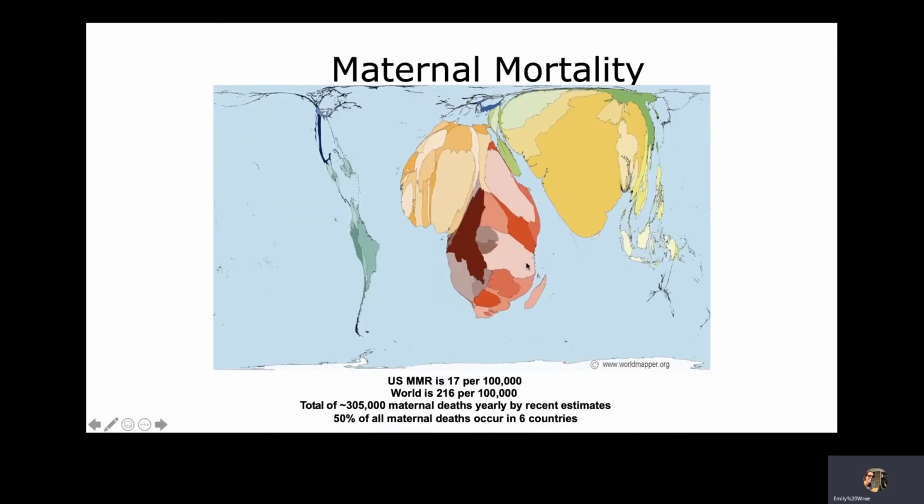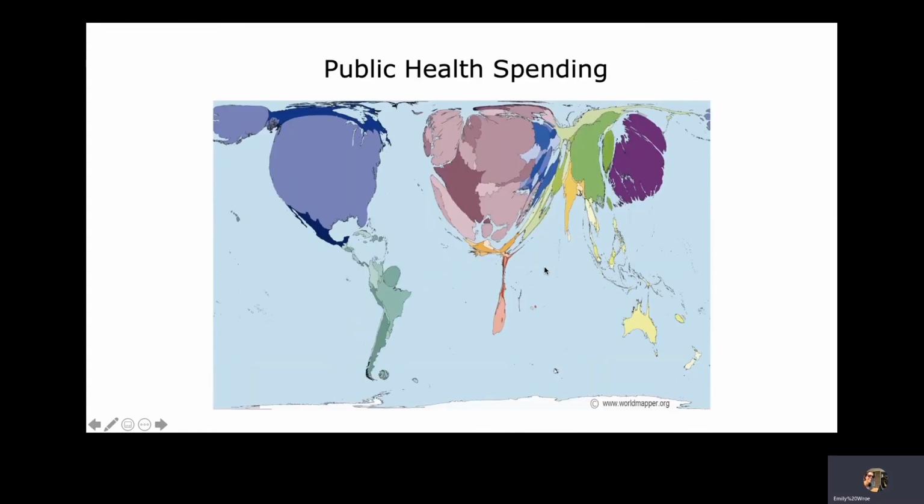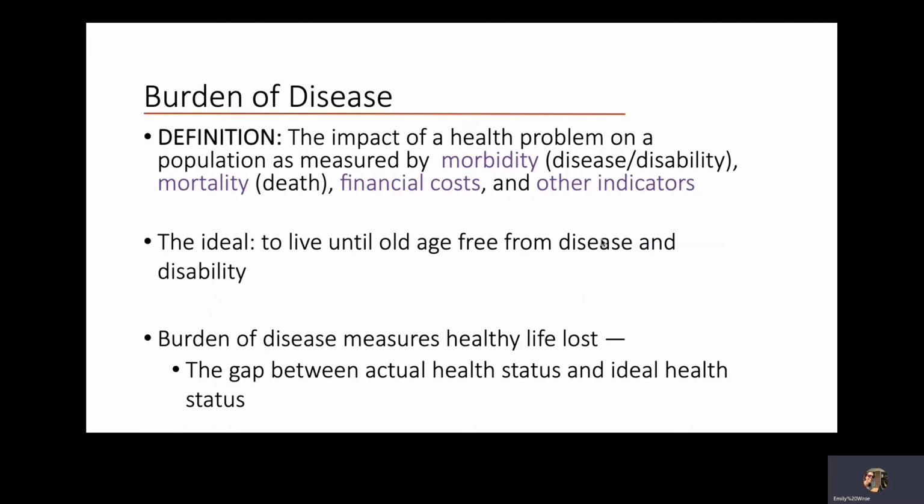So here's where we're seeing a lot of maternal mortality, and then the health spending is much less in those areas. So already we're starting to see a different way to visualize inequity. So what is the burden of disease?